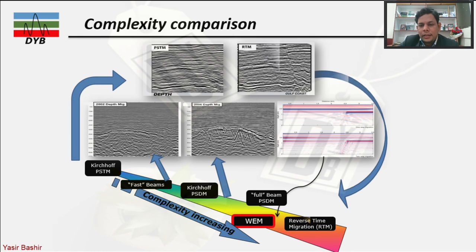Then lastly, we have the RTM, reverse time migration. So that is actually more complex. As we go like this, the complexity is increasing, and obviously the computational power and everything is also increasing in this part.